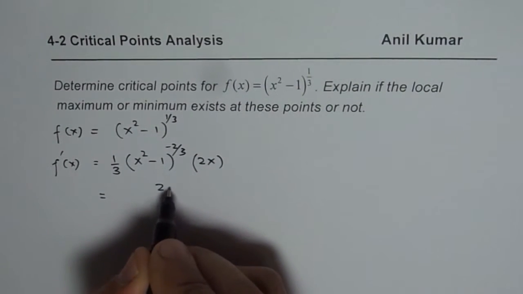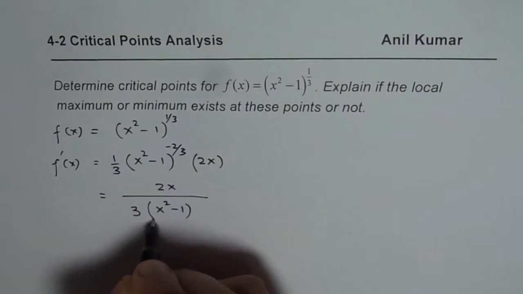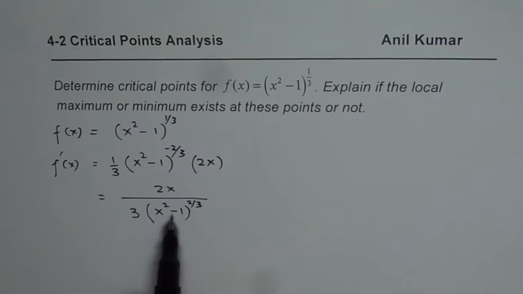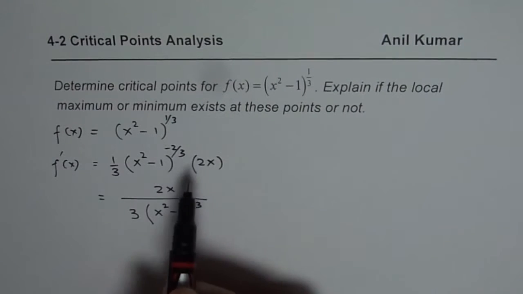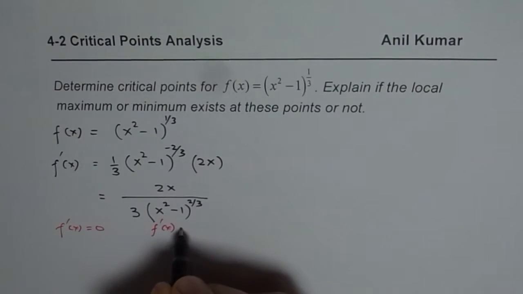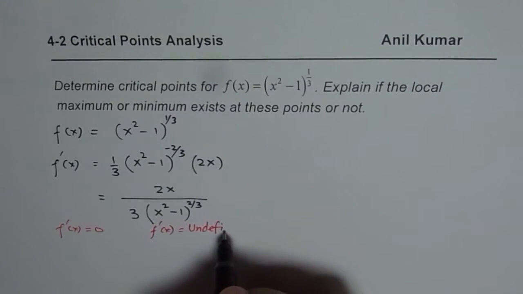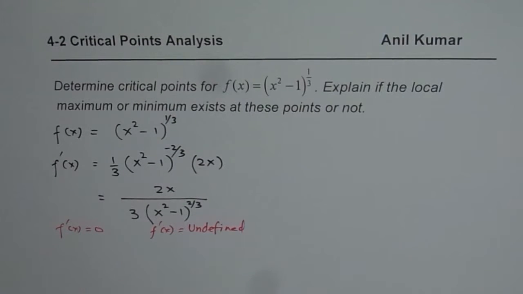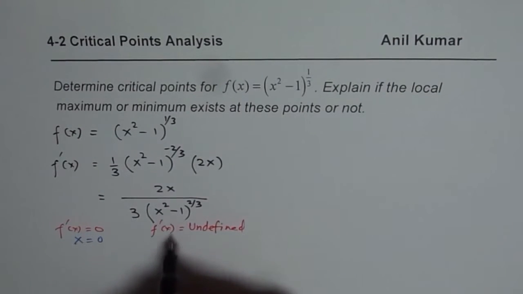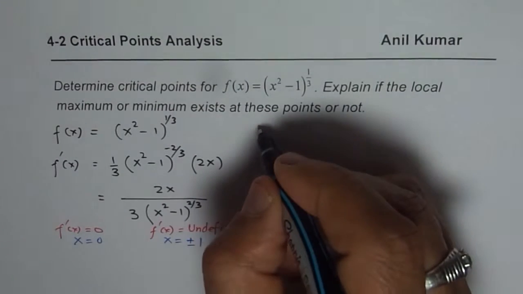Now we can write this as 2x over 3 times (x squared minus 1) to the power of 2 over 3. Now here we have a couple of critical points. Critical points are when f dash x is equal to 0 or when f dash x is undefined. So these are the points where we have critical numbers. It is 0 at x equals 0, and at x equals plus minus 1, it will be undefined. So we have three critical numbers.